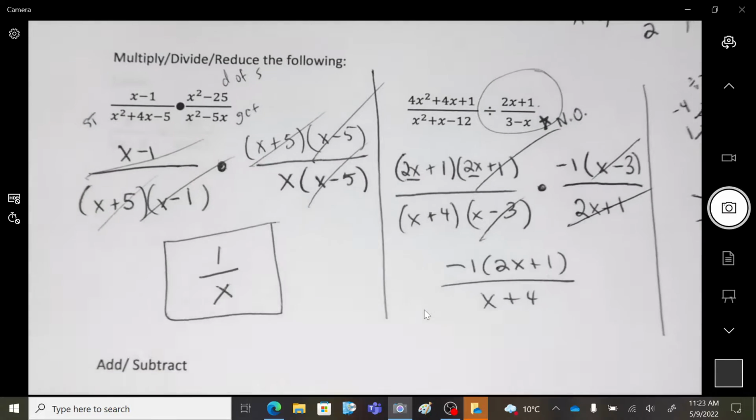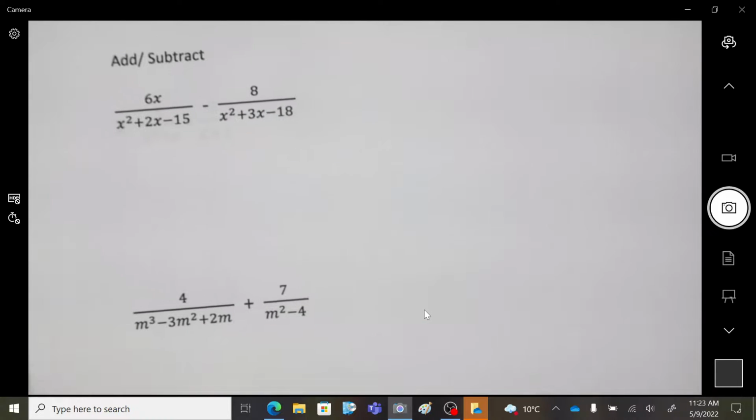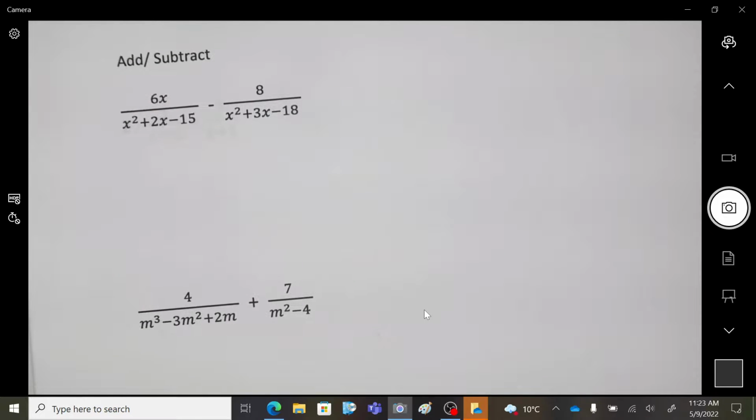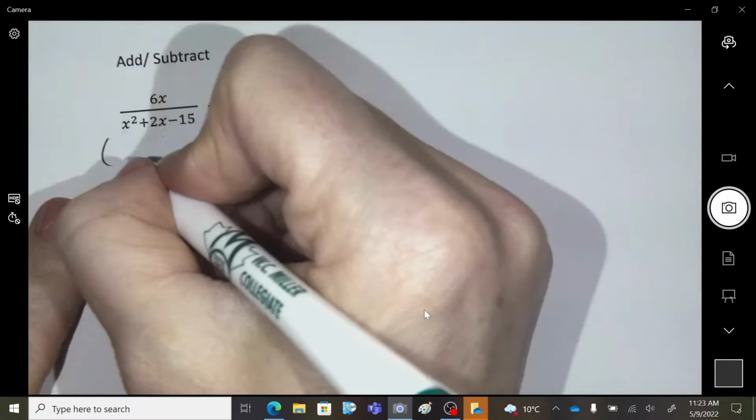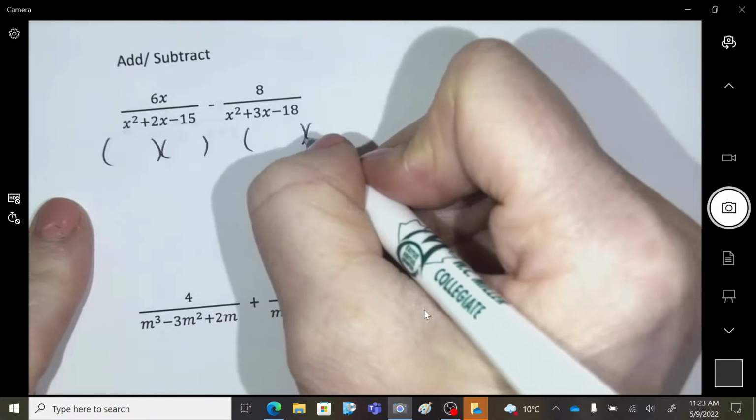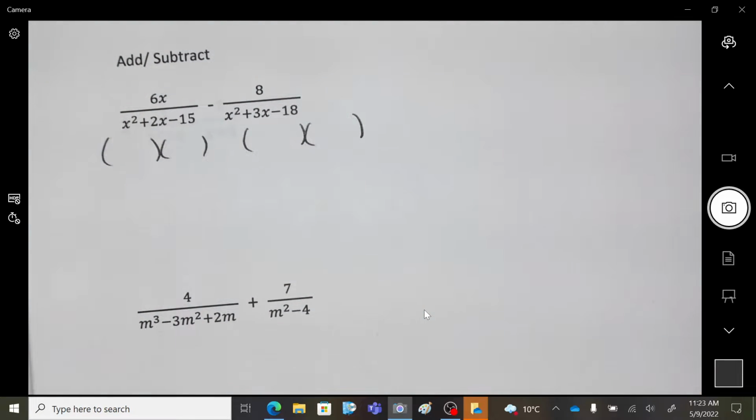Okay, adding and subtracting. So we're gonna have to do a lot of work with denominators when we add and subtract. So let's get some factors. Can you do that on both of them?